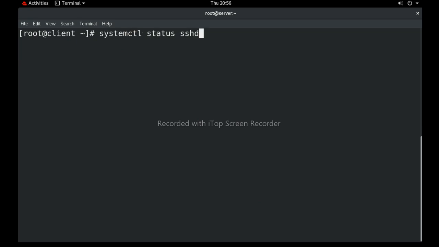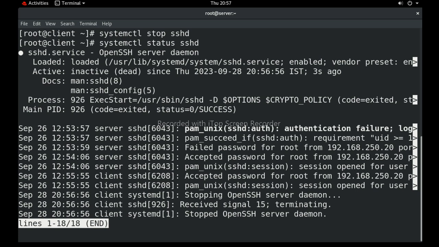To stop the service, we can use the command stop. Once again, when we check the status of the service, it shows that it is currently inactive. Sometimes we may have to stop the services in order to conserve the system resources. So if there are any unnecessary services running in the background, then the administrator would decide to stop those services.